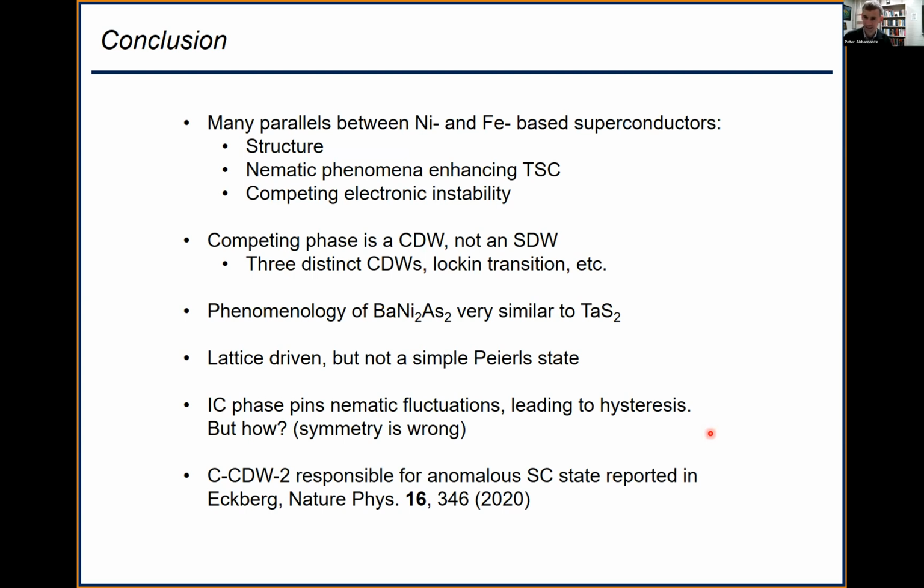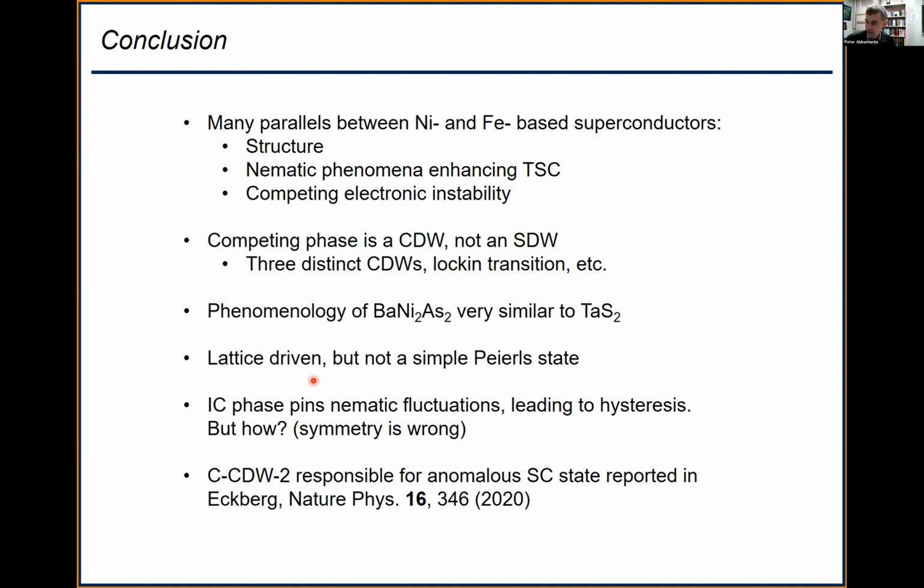They do a lot of things like the iron arsenides. There's a structure, there's nematic phenomena, and there's some competing instability like antiferromagnetism. The only difference is it's a charge density wave. And the phenomenology, at least in the parent compound, is very similar to tantalum disulfide. So this is kind of like the pnictide superconductors where you put some dichalcogenide physics in there instead.